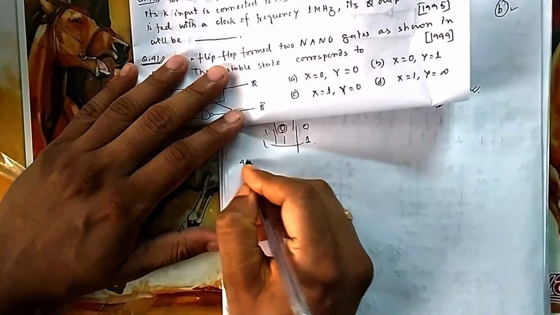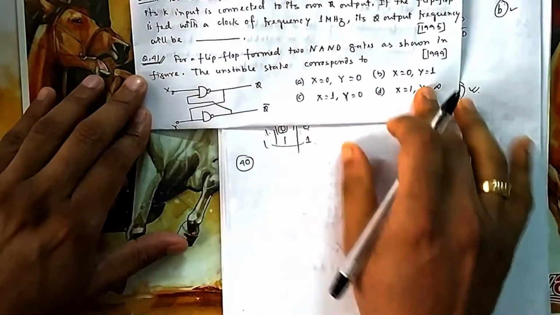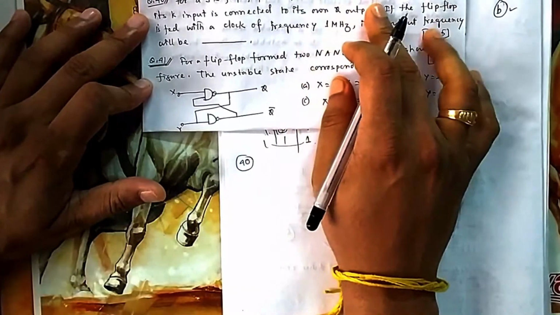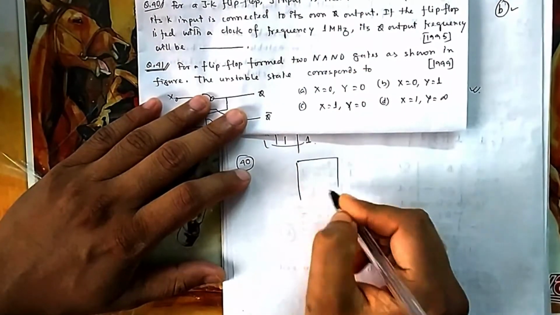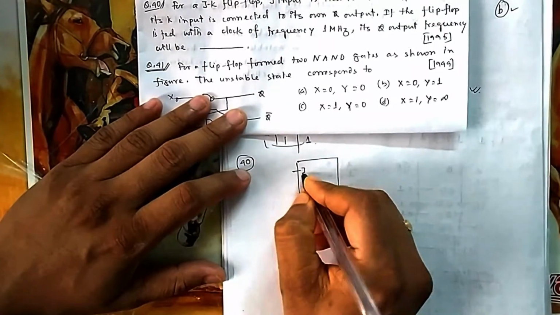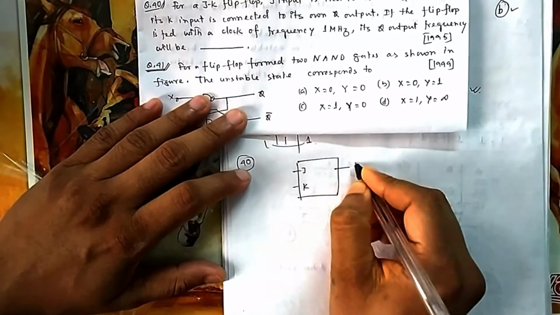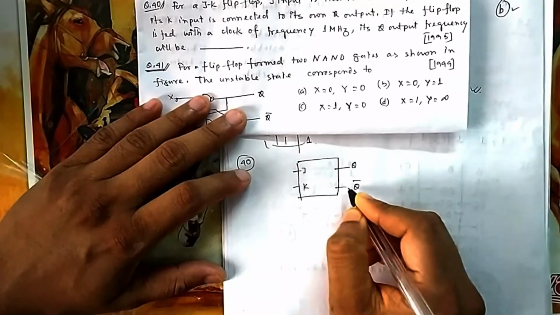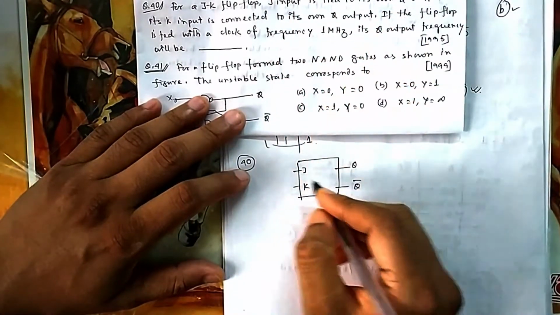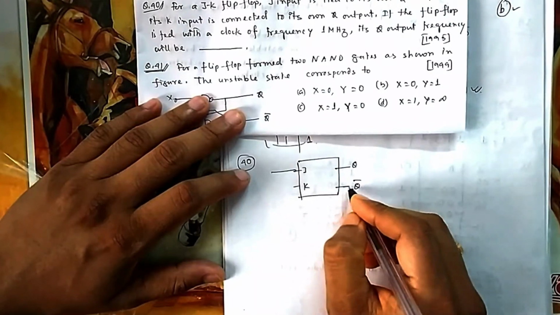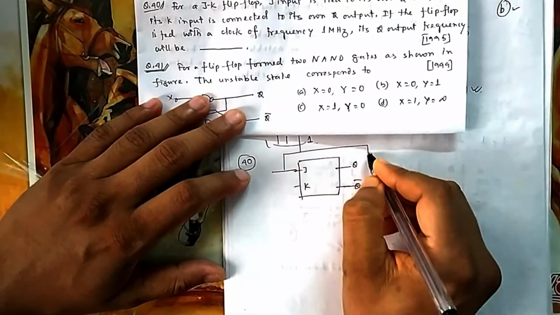Okay, in question number 40, what they are asking: for a JK flip-flop, the J input is tied with its own Q bar output and K is tied. So if you draw a JK flip-flop, suppose this is your J, this is your K, this is your Q, and this is your Q bar. J input is tied to its Q bar, so Q bar is connected to J.